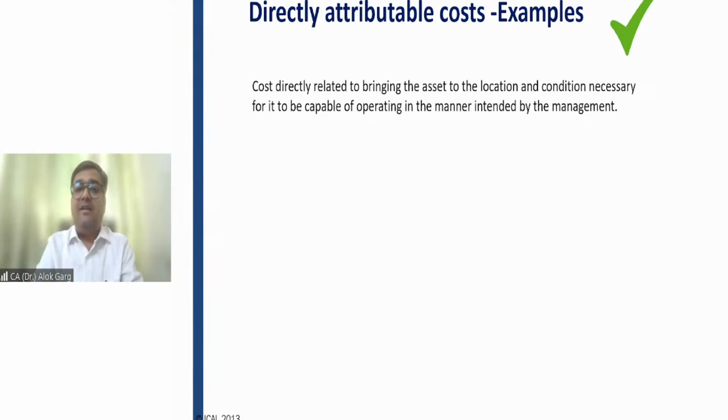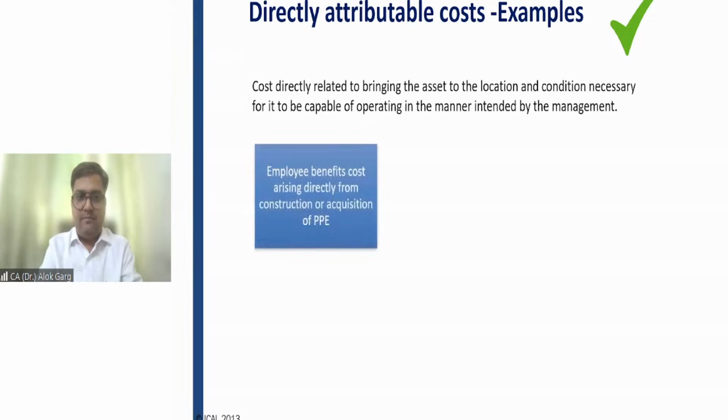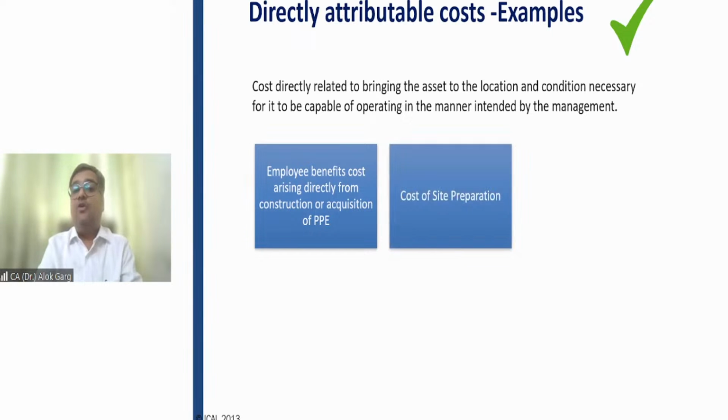So cost directly related to bringing the asset to the location and condition necessary for it to be capable of operating in the manner intended by the management. Employee benefit cost arising directly from construction or acquisition of PPE. Cost of site preparation, right? For example, the company has engaged its employees in the construction of the factory. So those salaries of the employees will be capitalized.